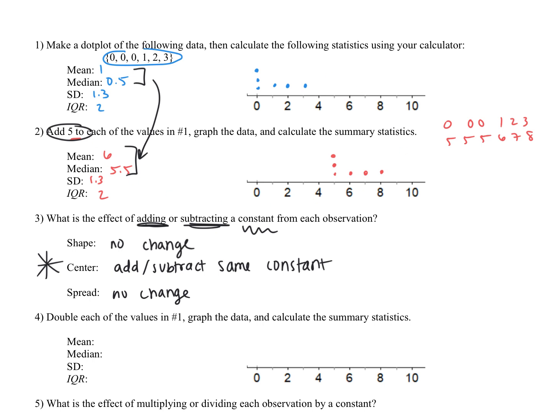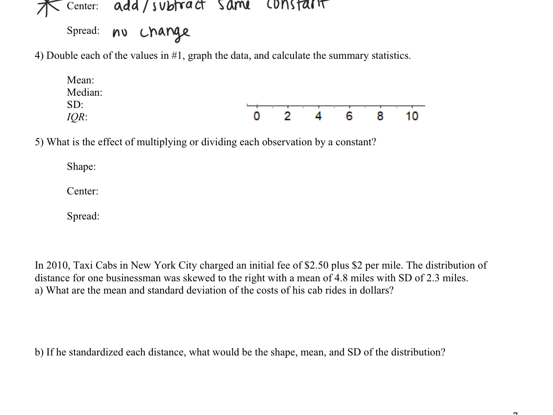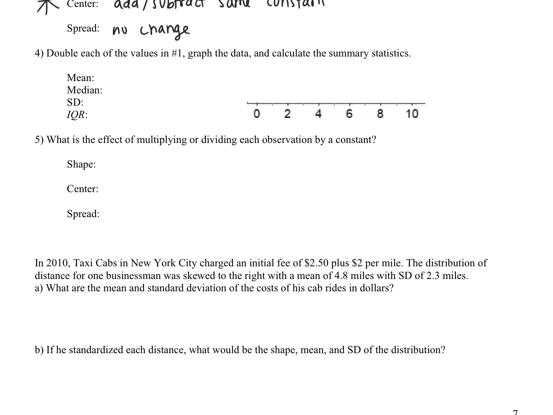Now we're going to talk about what happens if we multiply by a constant. So this time we're going to take those same numbers and we're going to double them. So we had 0, 0, 0, 1, 2, 3. So if we double them, we're going to get 0, 0, 0, 2, 4, 6. So if we graph those, 0, 0, 0, 2, 4, 6. Okay, so now calculating those same numbers. The mean is 2. The median is 1. Standard deviation is 2.6, and the IQR is 4.